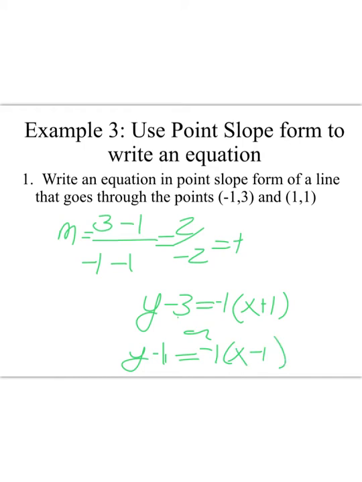If we were to actually distribute through these parentheses and manipulate these equations back down to slope-intercept form, you would see that they do end up giving you the exact same equation. And on a quiz or a test, you would be able to use either of the 2 methods.